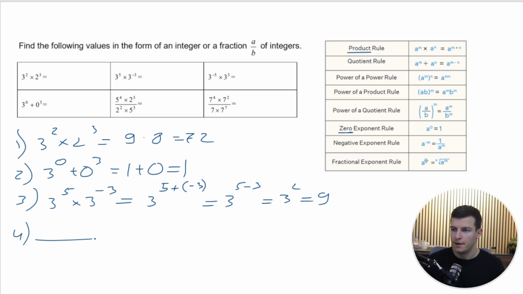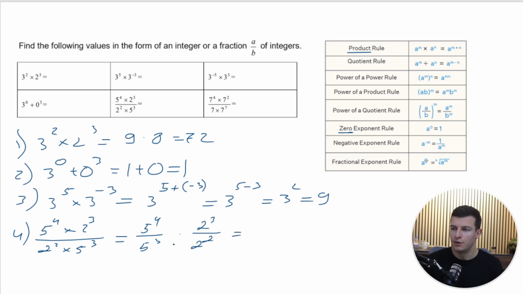4, we got 5 to the power of 4 times 2 to the power of 3, 2 to the power of 2 times 5 to the power of 3. So that's going to be what? So we see that there's some common terms, right? We can group 5s together and 2s together, right? So I'm going to actually write them here so you can see it. I wouldn't do that in the exam or anywhere else, but just because we're just learning or reviewing.